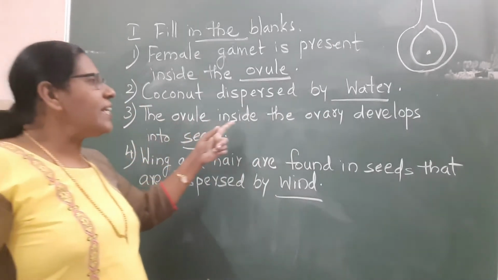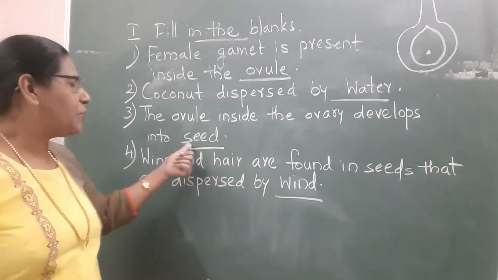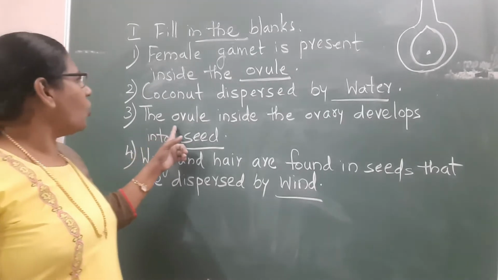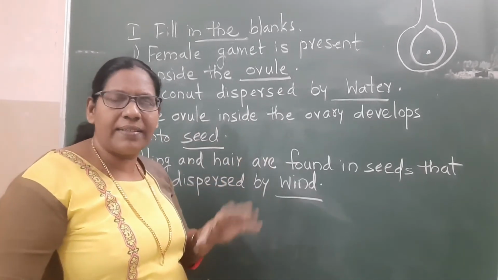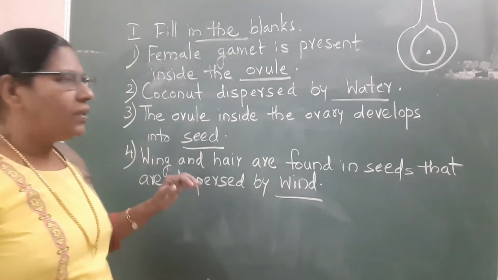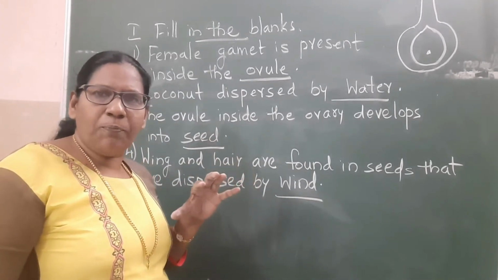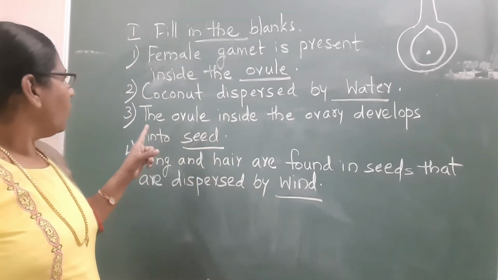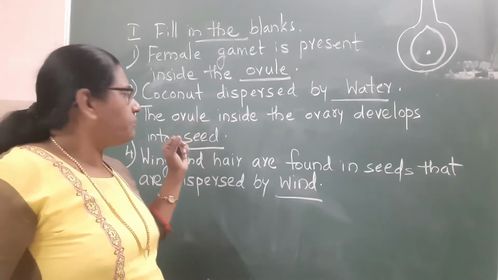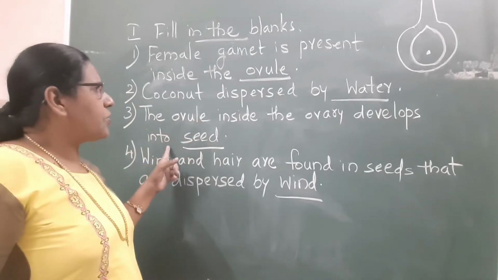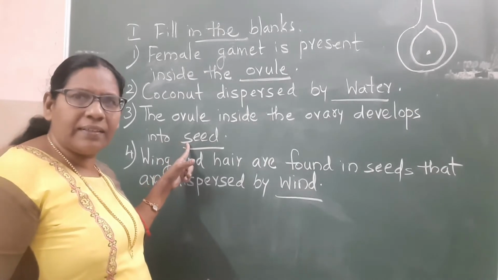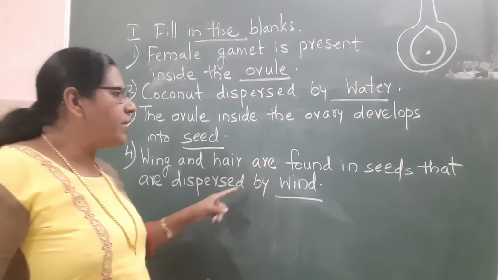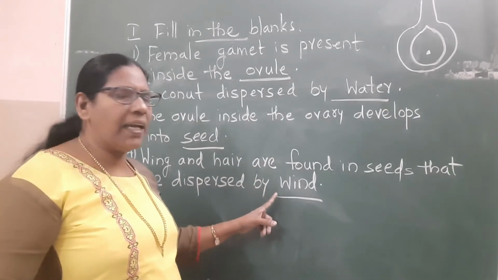Third one, the ovule inside the ovary develops into dash. Inside the ovary there is ovule. This ovary turns to fruit, and this ovule develops into seed. Seed is the answer. Fourth one, wing and hair are found in seeds that are dispersed by wind.